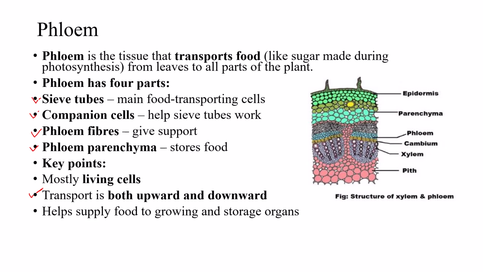Companion cells help sieve tubes work, and they help by giving them food, the nutrients and all. Phloem fibers, they give support. Phloem parenchyma, they store food. They are mostly living cells, and as we have discussed earlier, transport is both upward and downward. They help supply food to growing and storage organs.